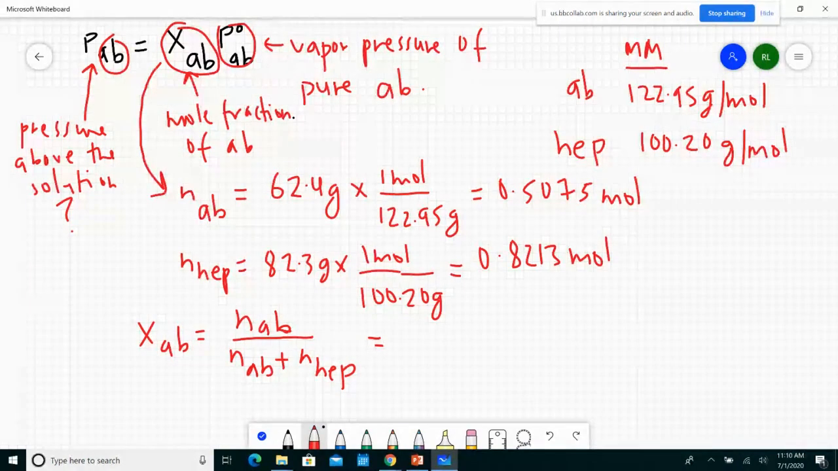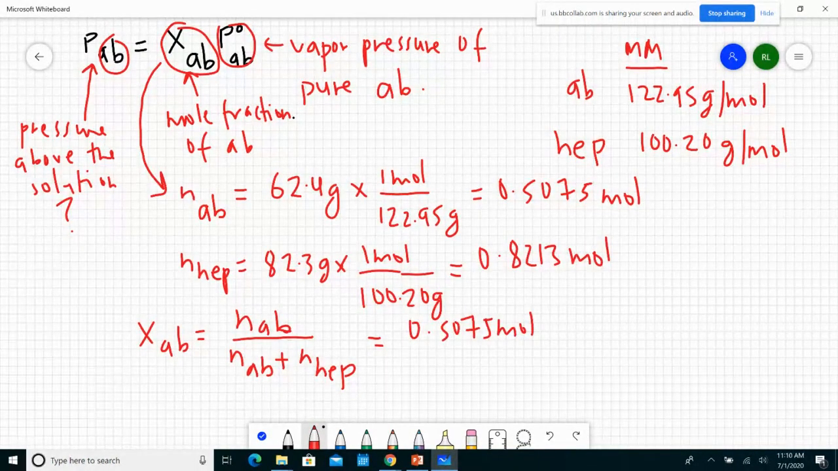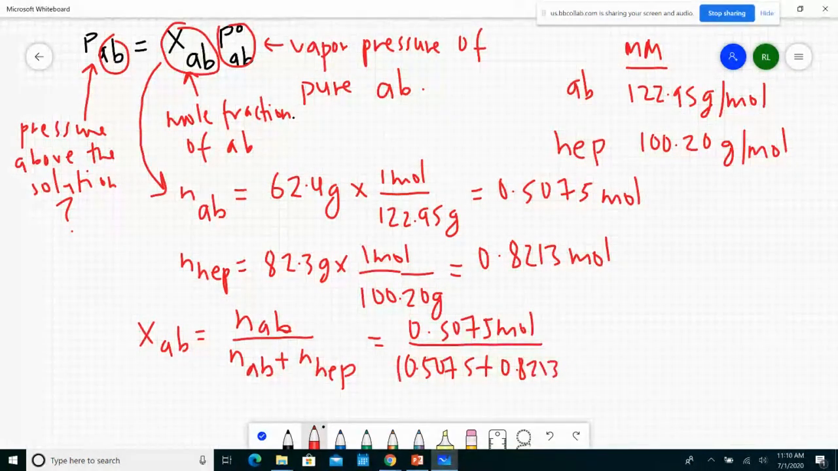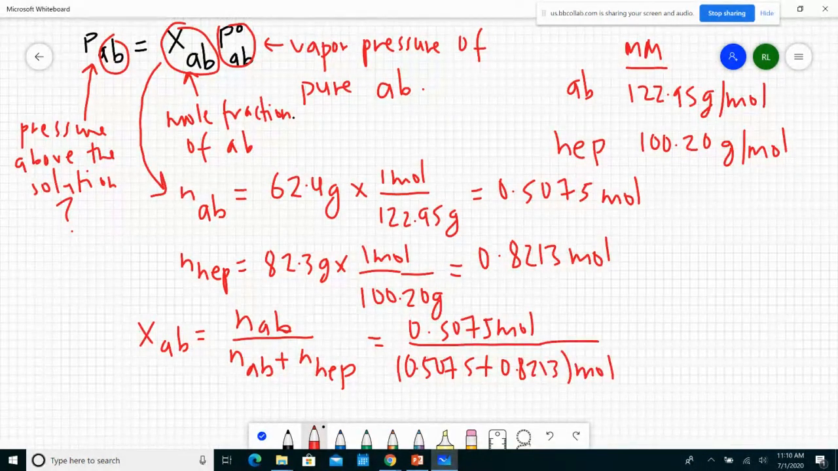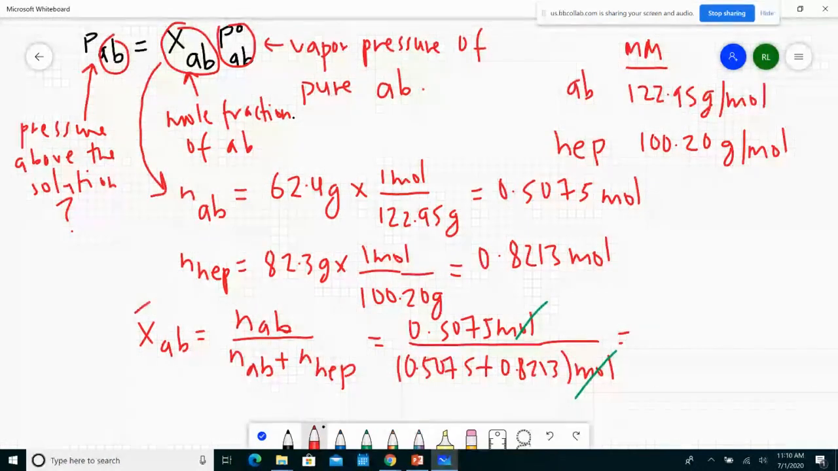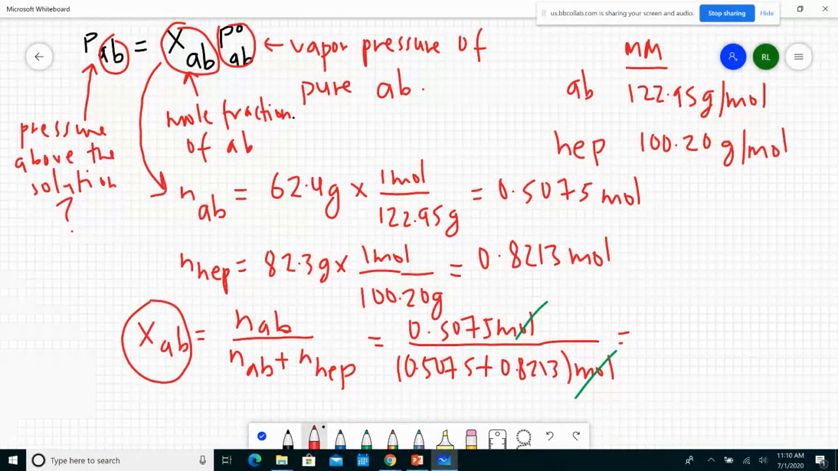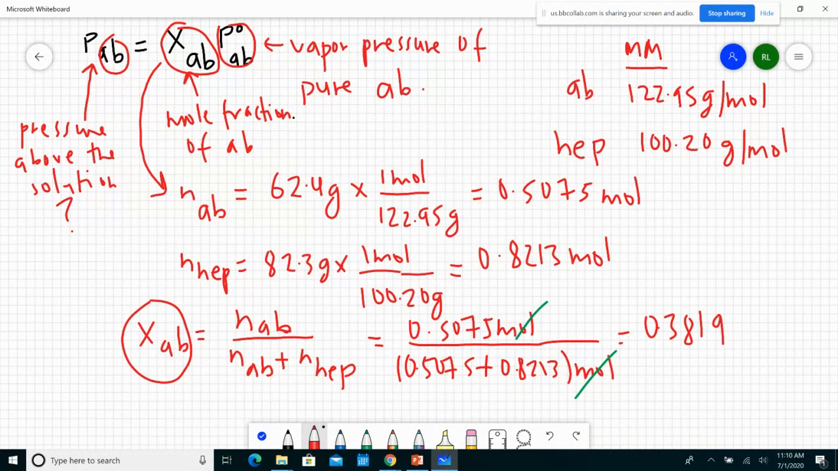So everything has been given to me: 0.5075 mole divided by 0.5075 plus 0.8213 mole. Now, the mole and mole get cancelled. That's why I've been telling you this is unitless. That means the mole fraction of acetyl bromide is 0.3819. Let's go up to here.